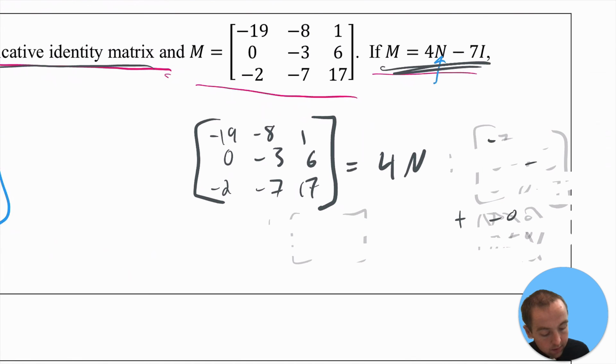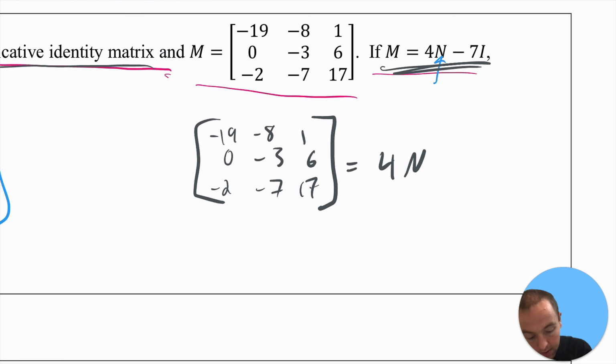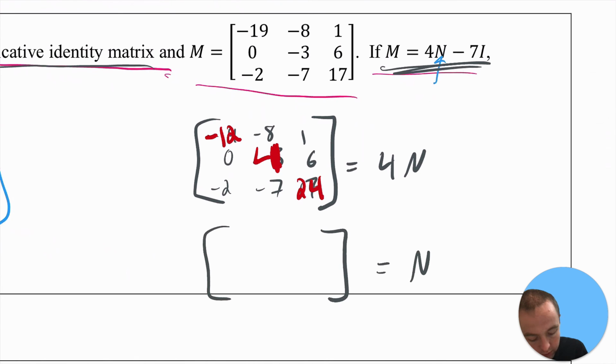So I'm just going to erase that, assuming we canceled, and then I'm going to add 7 to that to make that -12, and that's going to become +4, and that's going to become 24 when you add 7s to those. So those are the only numbers that would change, and then we just need to divide everything by 4, and then we've solved for n. So when you divide all these numbers by 4, you get -3, -2, 1/4, 0, 1, 1.5, -half, -1.75, and 6 right there.